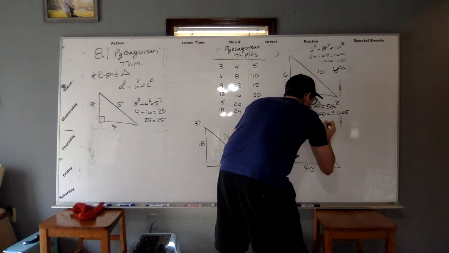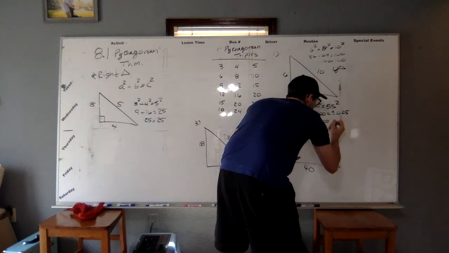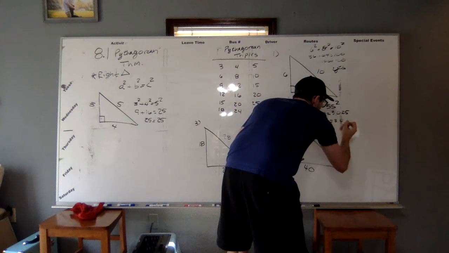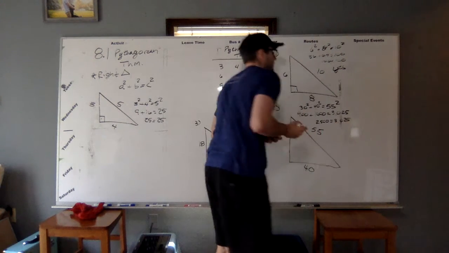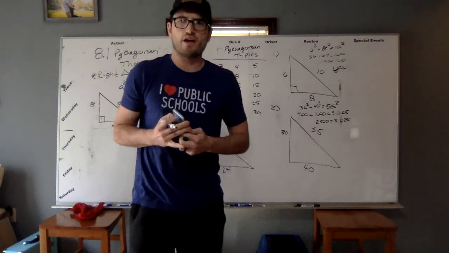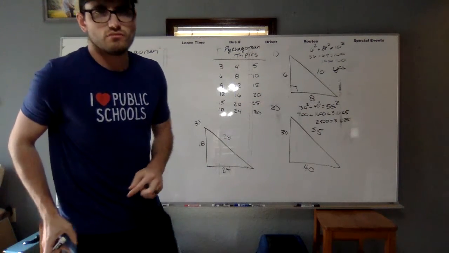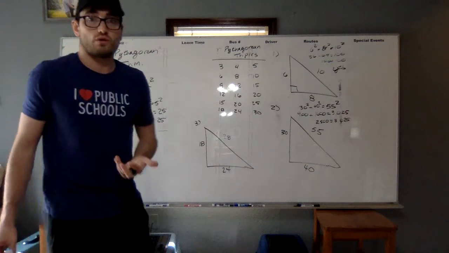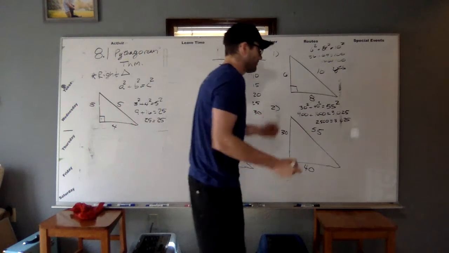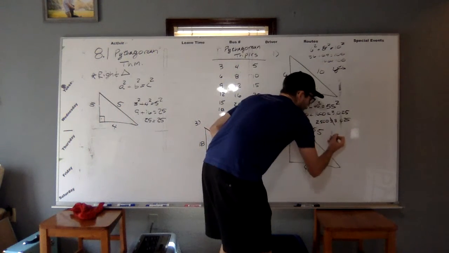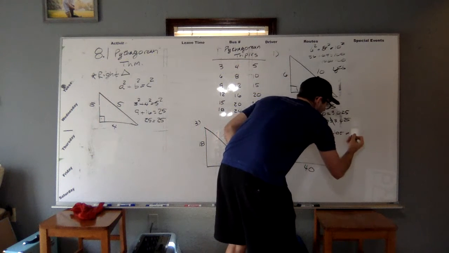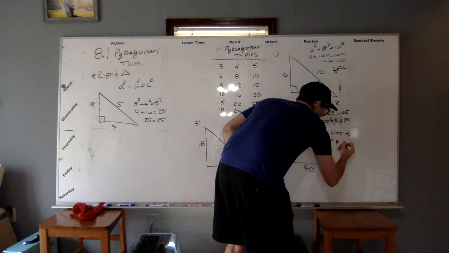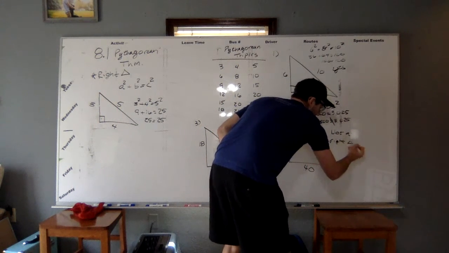And I get 2,500 equals 3,025. Okay? And we look at that and we say, okay, is that a true statement? No. 2,500 is not equal to 3,025. Okay? So I would say those are not equal. Therefore, this is not a right triangle.